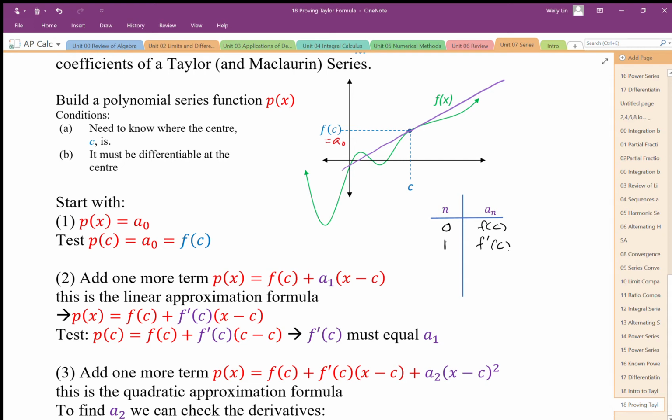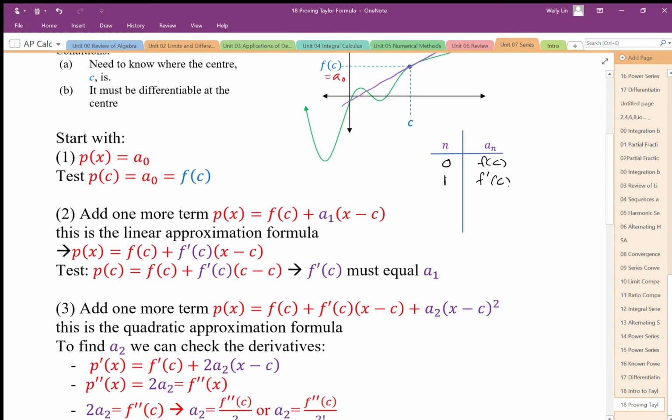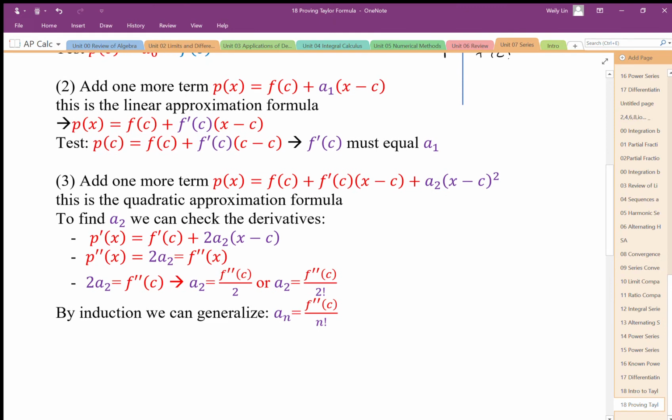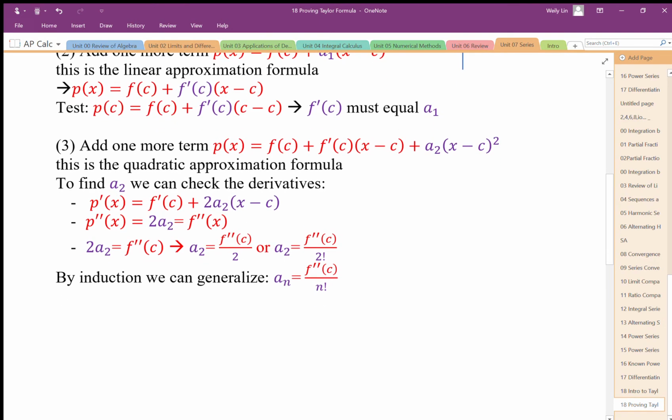So I'm going to continue going on here. I'm going to add one more term to this polynomial. So now I get f of c plus f prime of c times x minus c. And then I'm going to add my next term. This is a2. And it basically becomes a quadratic approximation formula.